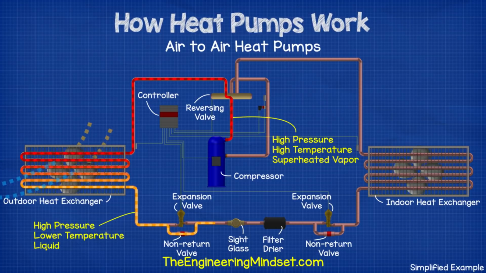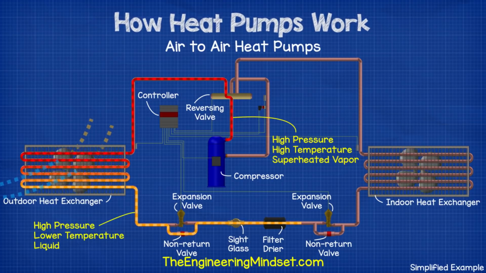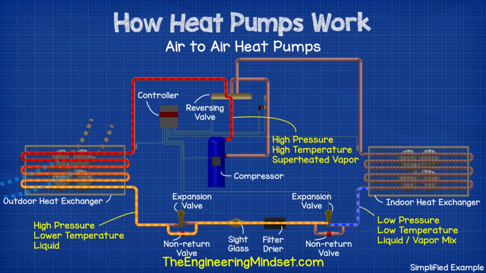It then heads to the expansion valve, but this is closed, so the refrigerant passes through the non-return valve. It then passes through the sight glass and the bidirectional filter dryer. The next non-return valve is then closed, so the refrigerant passes through the expansion valve.